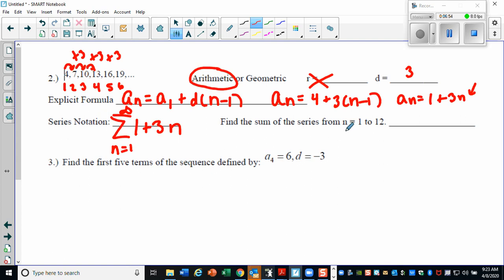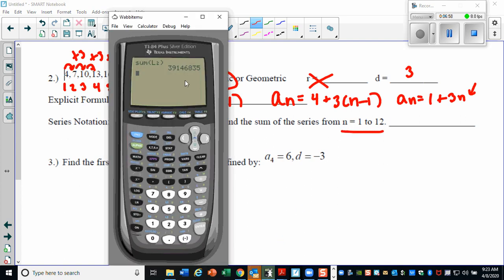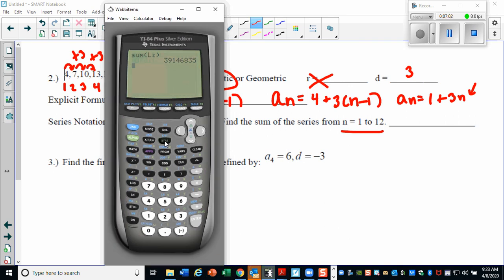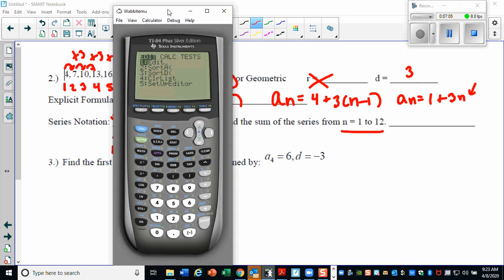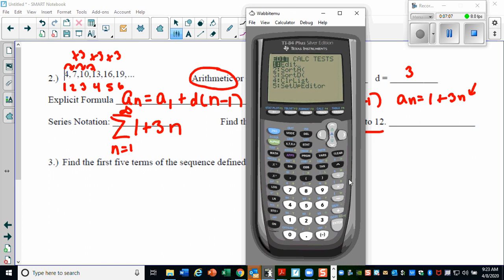And then on your graphing calculator, you're going to do the same thing here. We already have 1 through 12 in my graphing calculator. So now when I go to edit, I'm just going to change list 2 because I already have 1 through 12 in list 1. So what I'm going to do is plug in my formula. It doesn't matter which one you do.